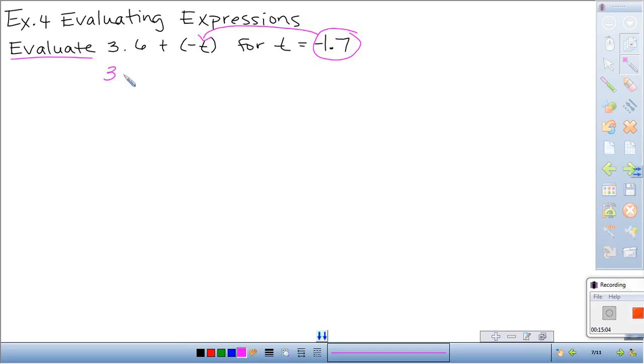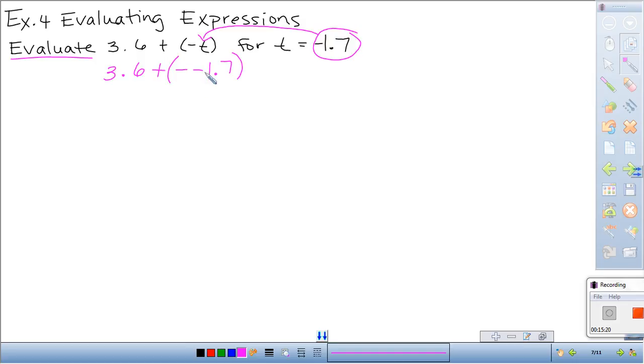So 3.6 stays the same. Plus, parentheses, bring this negative down. Notice I haven't changed anything yet, not until I get to the t. Now that I'm at the t, t is negative 1 and 7/10. A lot of people will substitute this wrong because they think this looks weird. They have two negatives next to each other. Well, it is weird, but we can't just ignore it or not do it because it looks weird. We need to mathematically solve it.